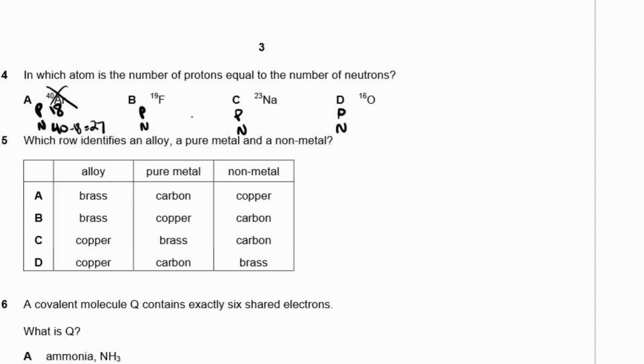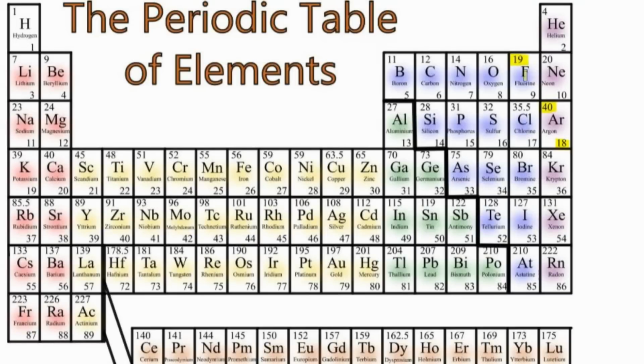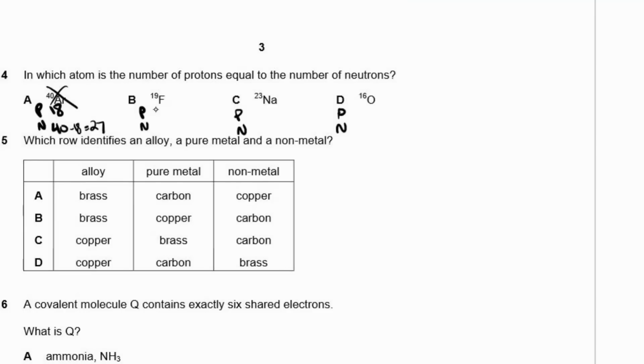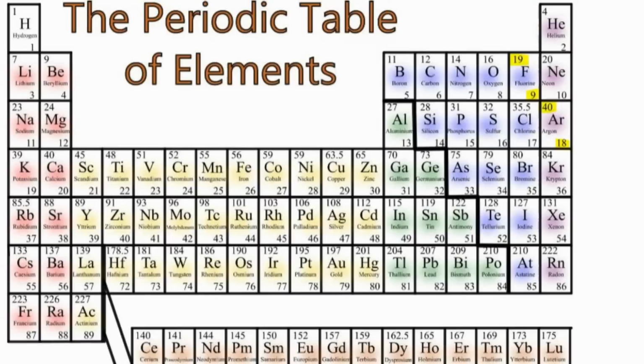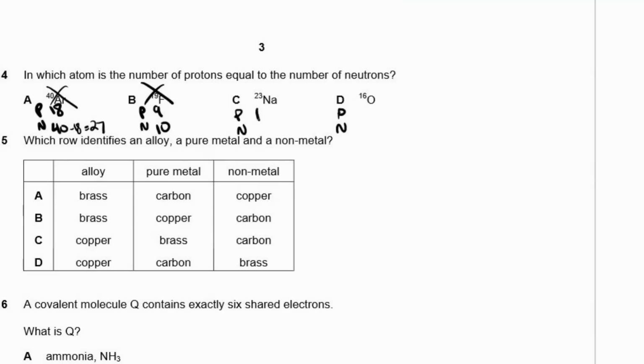It's not argon. In fluorine, the mass number is 19, and the proton number is 9. So 19 minus 9 means the number of neutrons is 10. We have 9 protons and 10 neutrons. Those don't equal either, so it's not that one. Sodium, the mass number is 23, and the proton number is 11. So 23 minus 11 is 12, so the number of neutrons is 12. We have 11 protons and 12 neutrons. Again, they don't equal each other.